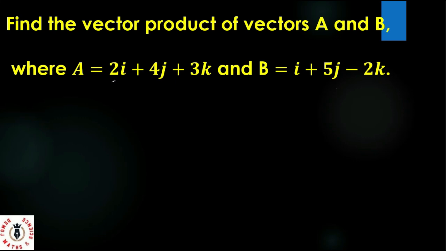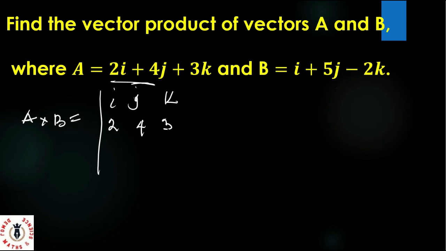Now, the example says A is equal to 2i plus 4j plus 3k and B is equal to i plus 5j minus 2k. Now we'll be using the determinant method, so that my cross product A times B will be the same thing as the determinant with rows i, j, and k, so that here is 2, 4, 3, and 1, 5, and minus 2.